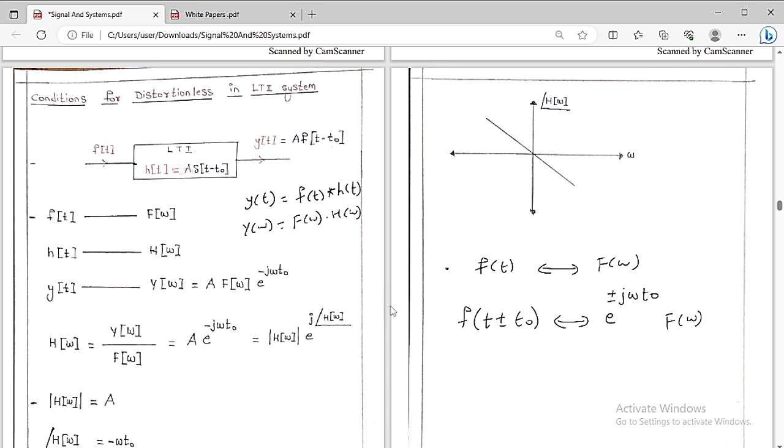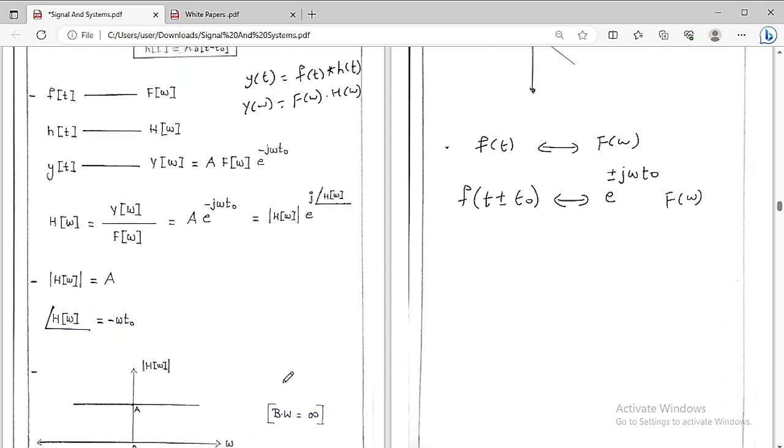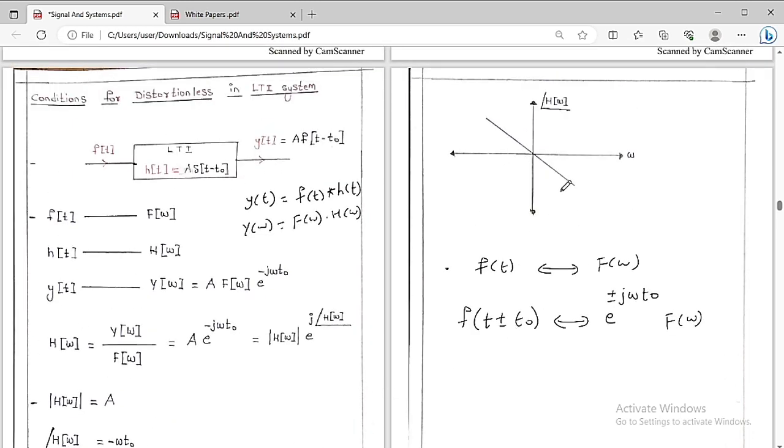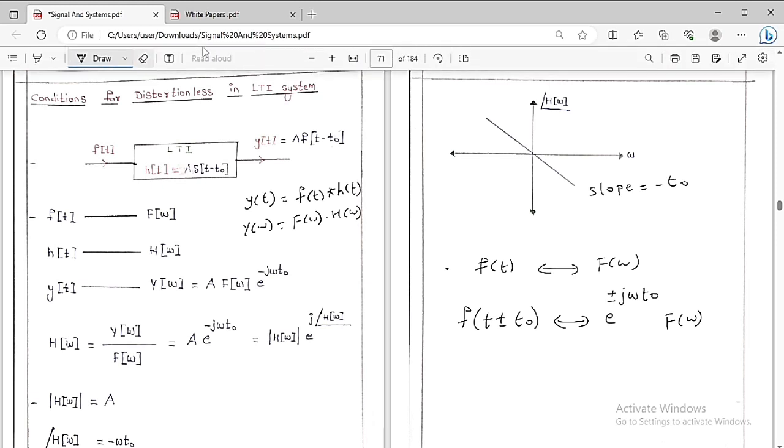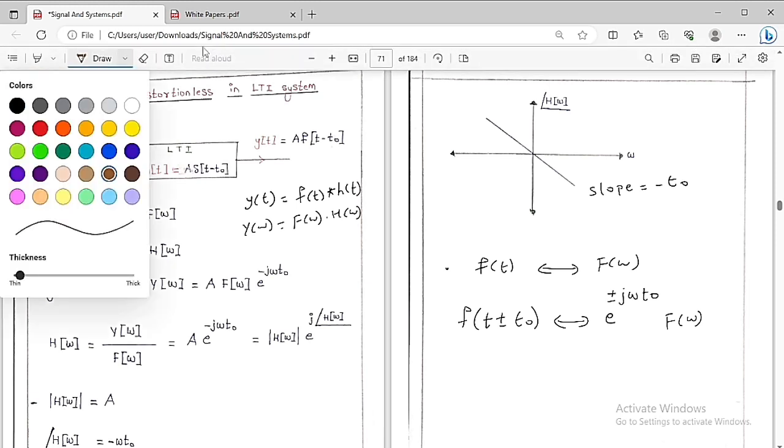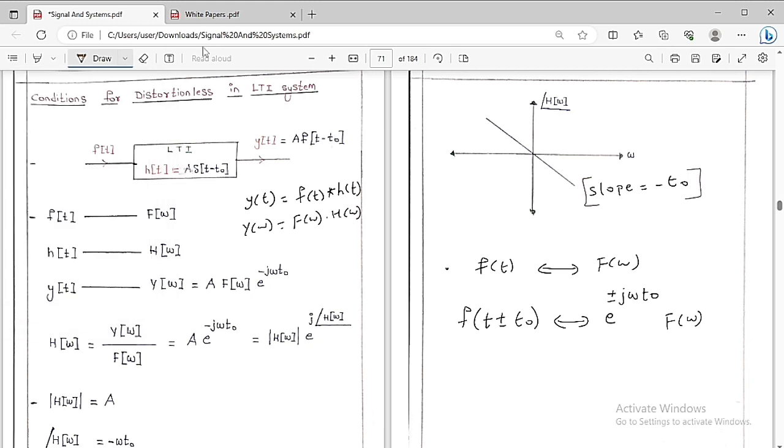So I have drawn the magnitude spectrum as well as the phase angle spectrum. The magnitude spectrum has a constant value A for all values of frequency, so its bandwidth is equal to infinity. And its phase angle spectrum is a straight line passing through the origin, which is having a negative slope. What is the slope here? The slope is equal to minus t naught. So this is the graph and the concept that you always have to keep in your mind.